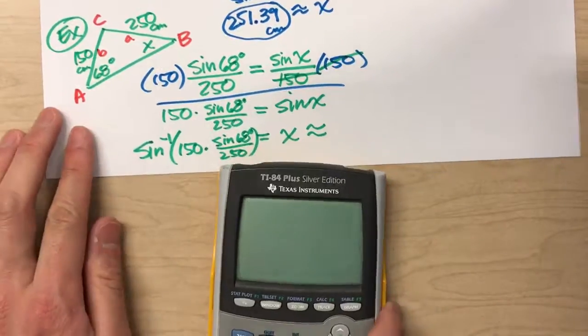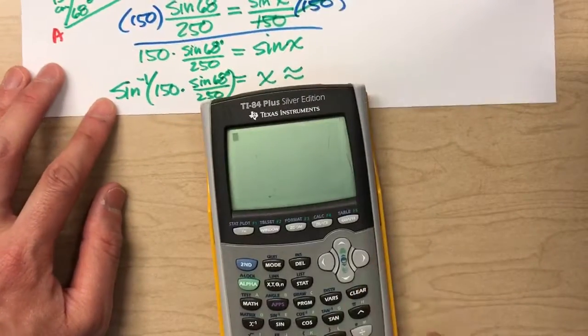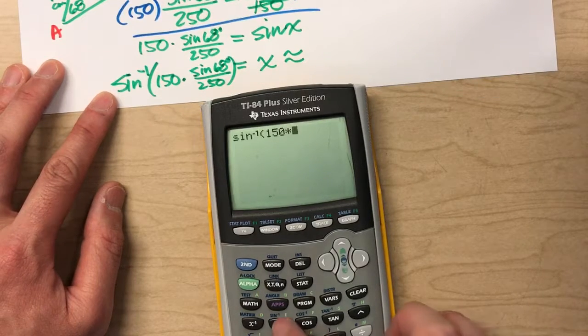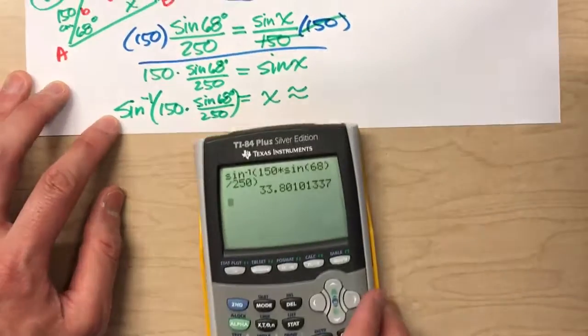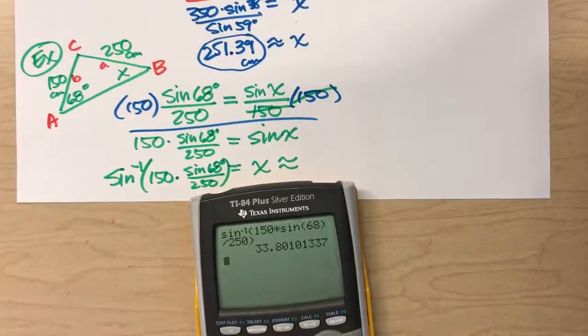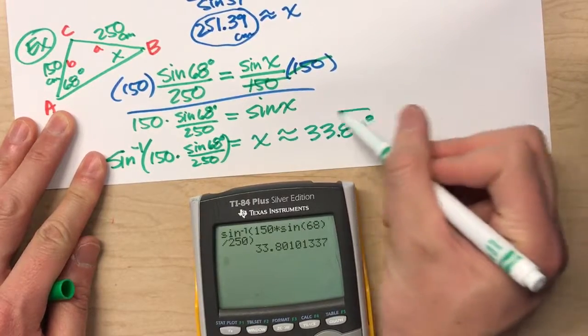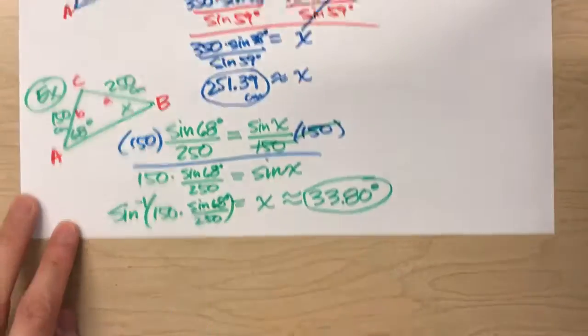So let's see what we've got. We want the inverse of sine. Inverse of sine of 150 times the sine of 68 degrees divided by 250. There it is. So my angle should be approximately 33.80 degrees.